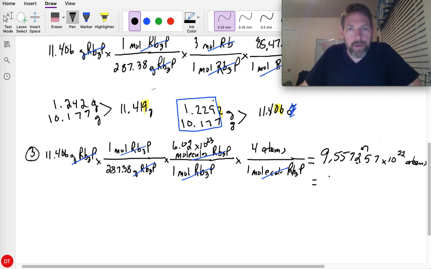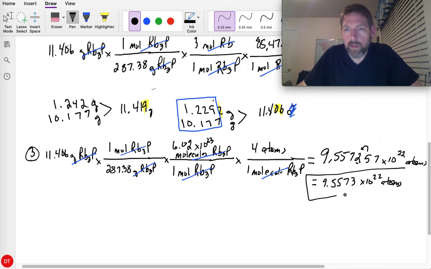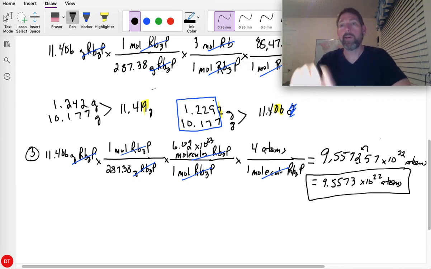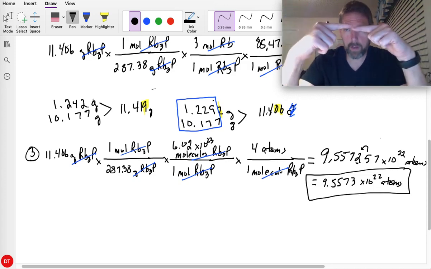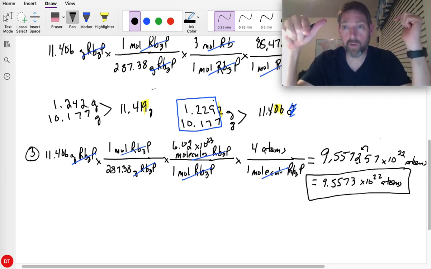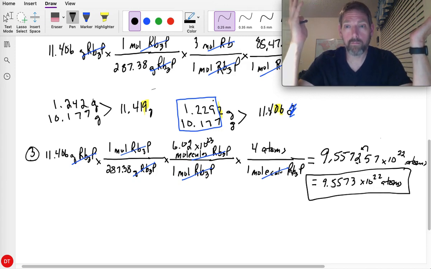All right, so we go with 9.5573 times 10 to the 22nd atoms total. That's the total number of atoms that we got in this thing. So if we had to figure out the total number of rubidium atoms and the total number of phosphorus atoms, when we add those two numbers together, they have to equal 9.5573 times 10 to the 22nd.